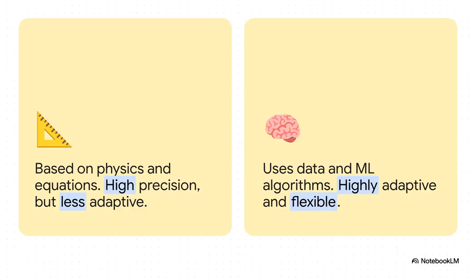Now, what's so interesting here is the huge shift this represents. The old way of doing things, the model-based approach, was all about fixed physics and equations. Yeah, it was super precise, but it wasn't very flexible. The new, data-driven world of ML is the complete opposite. It's incredibly adaptive. But it's that very flexibility that makes having a strong framework totally non-negotiable.